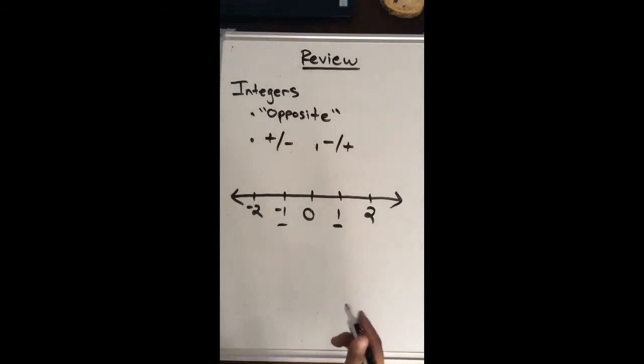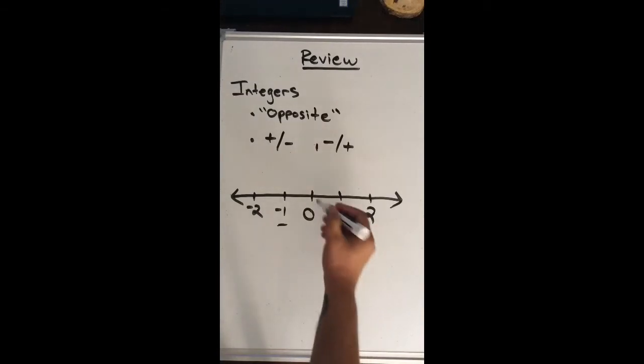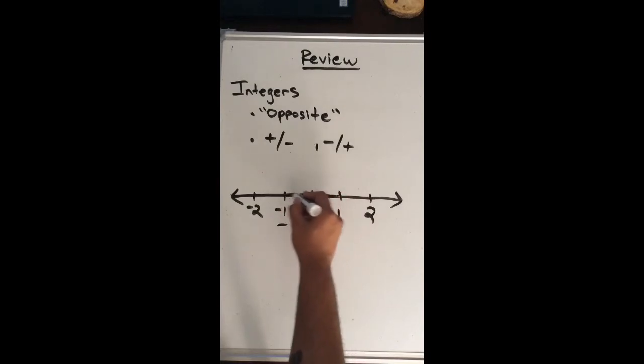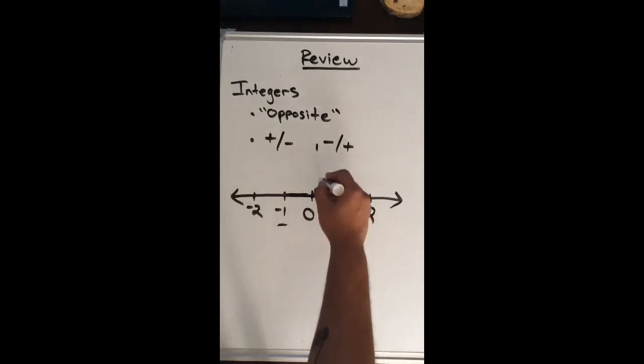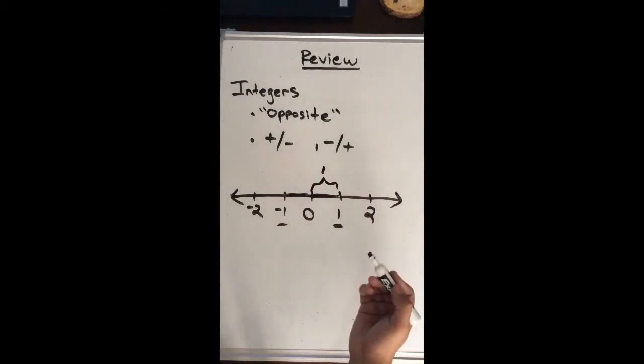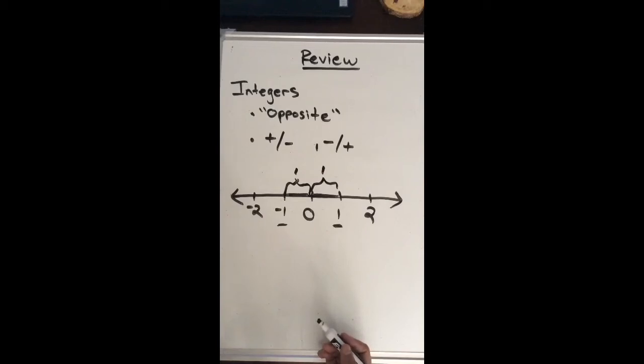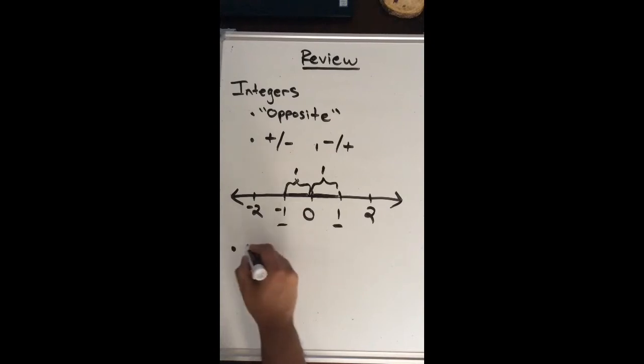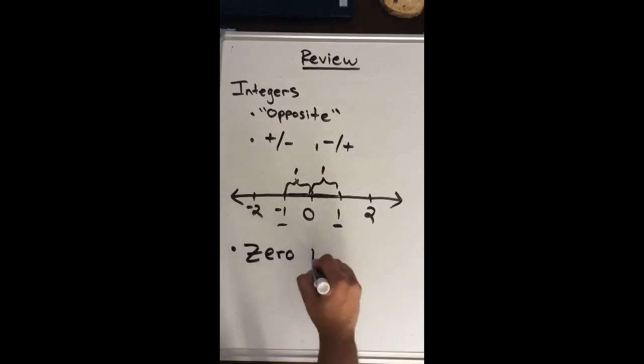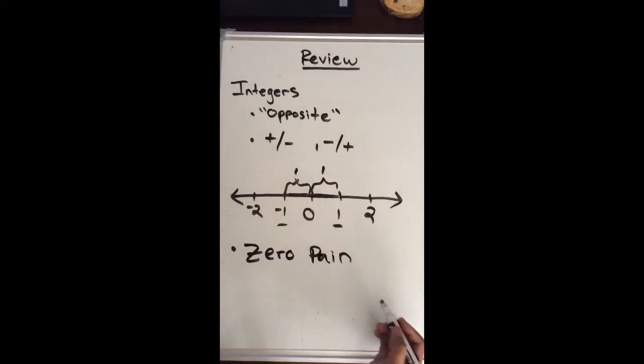One big reason why this is the opposite is because they're the same distance away from 0 on each side. They both have a distance of 1 away from 0. That's why they're the opposite. When you put these two opposites together, we get something called a zero pair. A zero pair is when you try to add two opposite numbers. We'll talk more about that in just a bit.